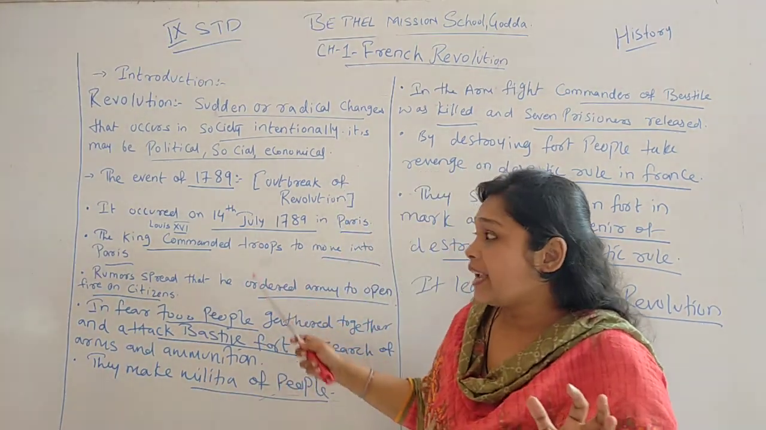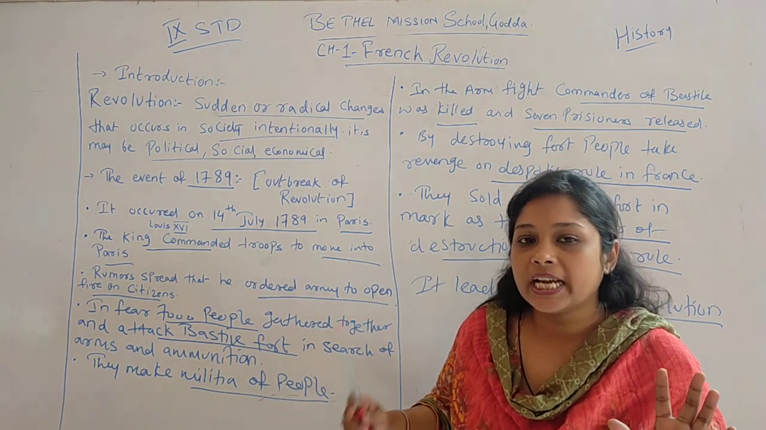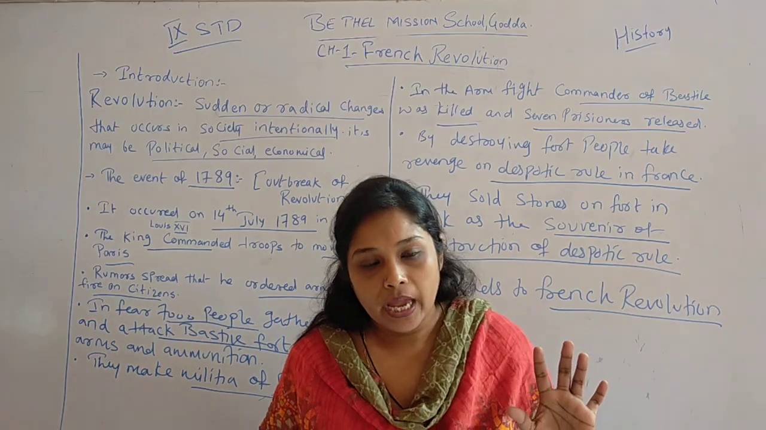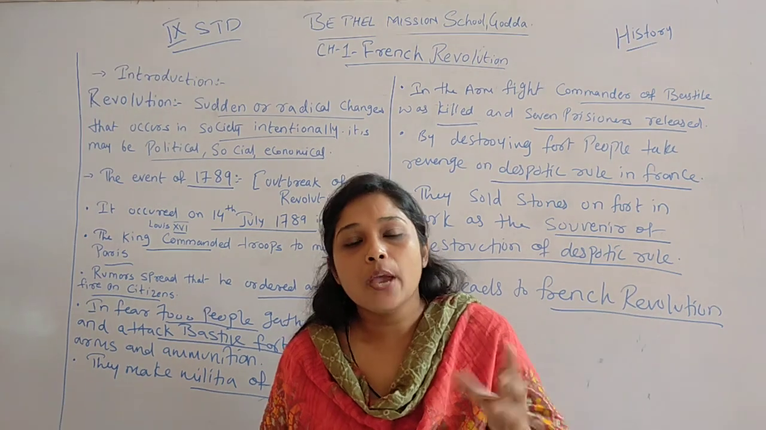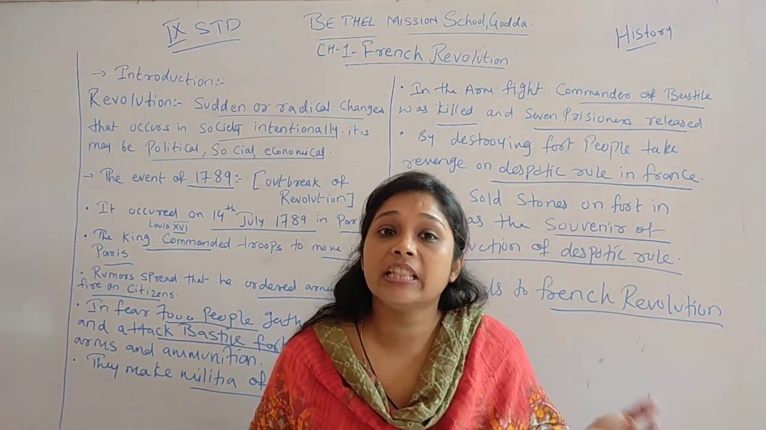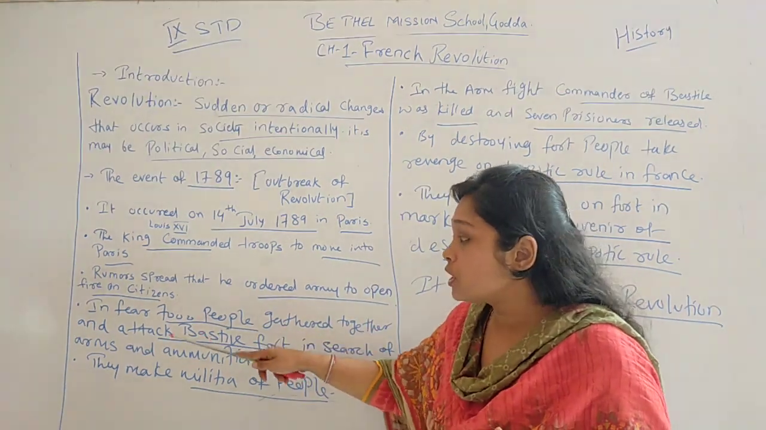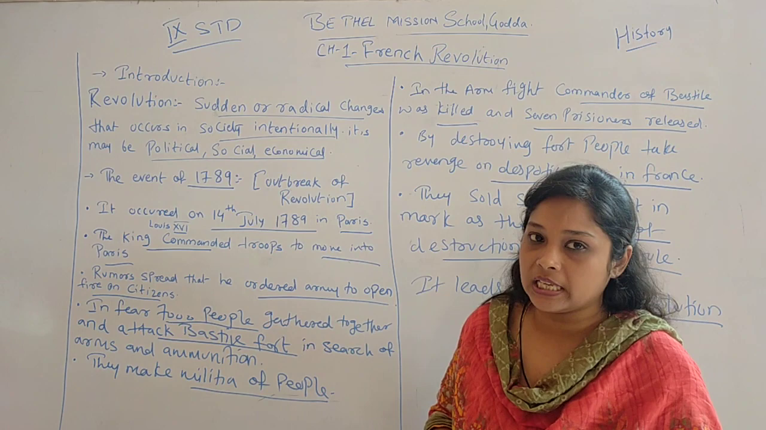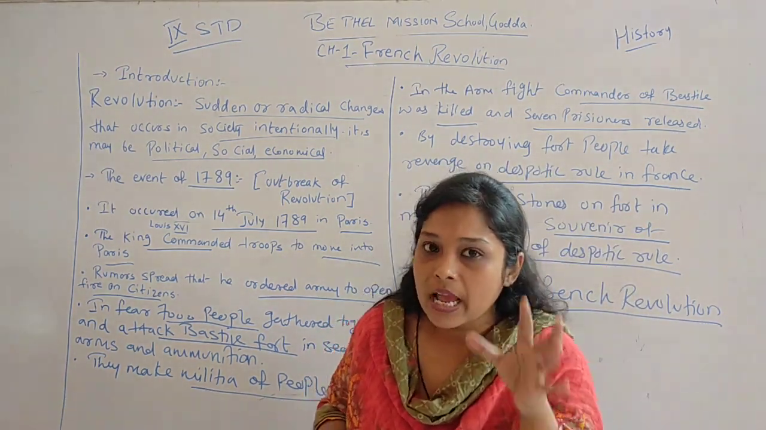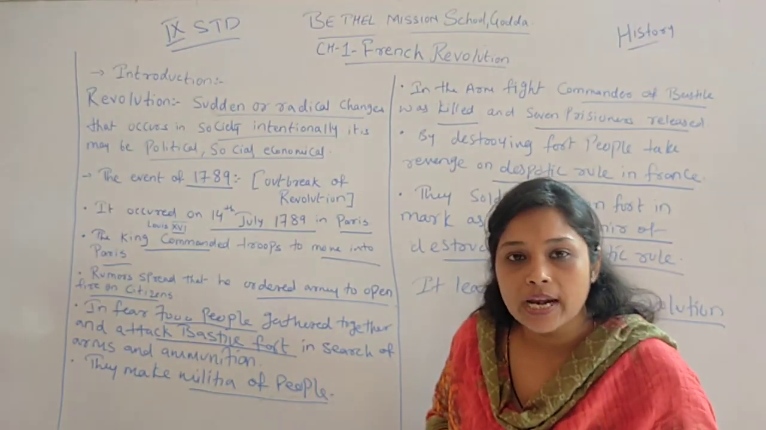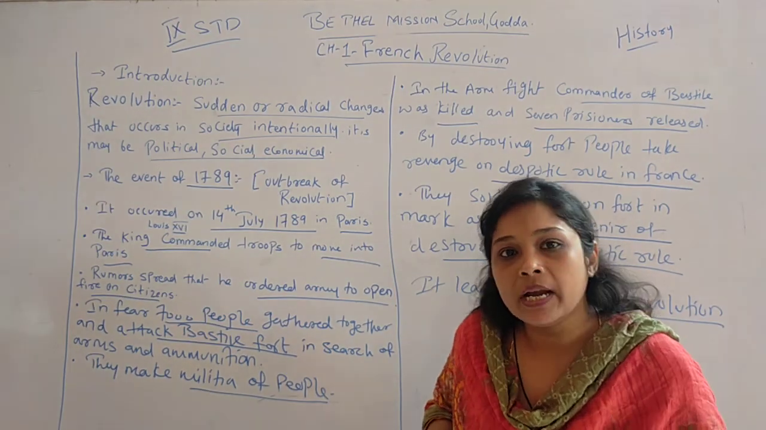As we have seen, the king was not actually sending the army to attack the people, but rumors spread that he had, and out of that fear, people wanted to fight the army. For that they needed arms and ammunition. Where would they get them? Because of this, 7,000 people gathered in one place and attacked Bastille Fort in search of arms and ammunition, making their own military, which is called the militia of people.